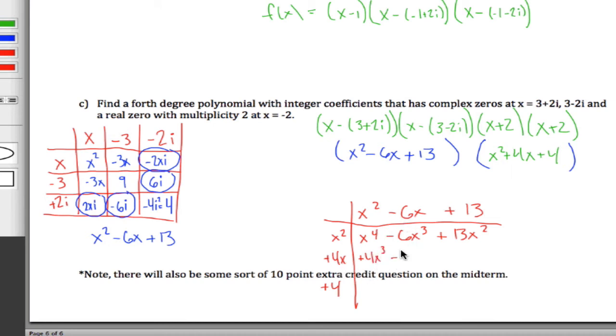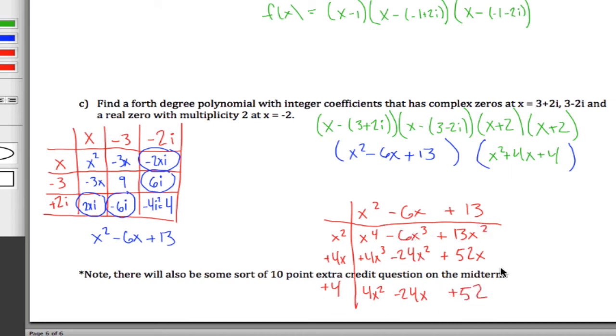4x times negative 6x is negative 24x squared. 4x times 13 is, what's that, 52? x. 4 times x squared is 4x squared. No, it's not. What happened here? Oh, no, I'm good. 4 times negative 6x is negative 24x. 4 times 13 is 52.